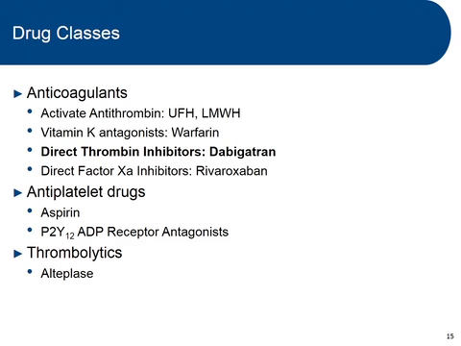So moving on, our next class of anticoagulants are the direct thrombin inhibitors, and our prototype is dabigatran.